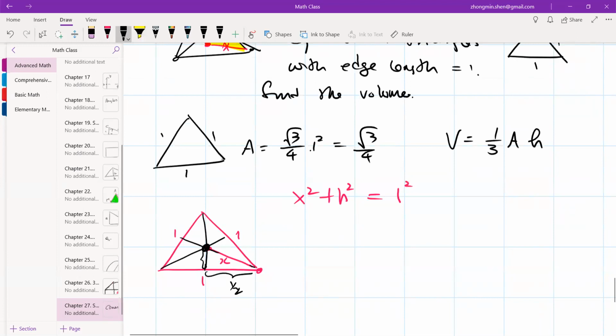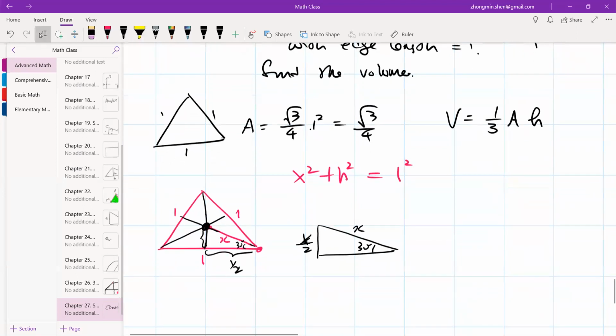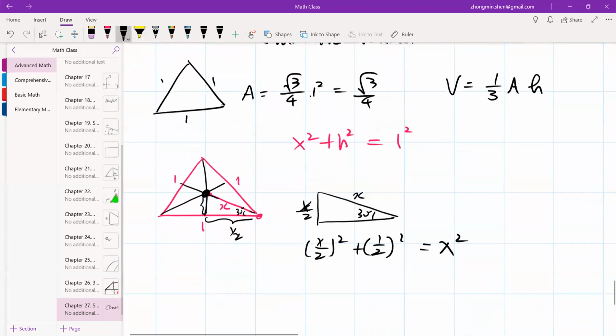Okay, x is actually, look at that. This is a special triangle, with a 30-degree angle, so you know the relationship between these two sides. If here's x, this must be x over 2, right? That's a key point. It's not arbitrary. So that's the reason you can set up, using the Pythagorean theorem, half of x squared plus 1/2 squared equals x squared, right? Then you can get x, okay?